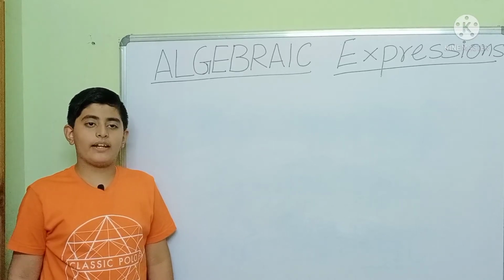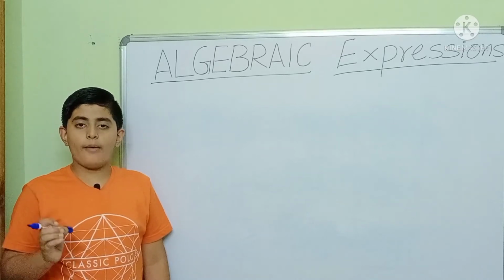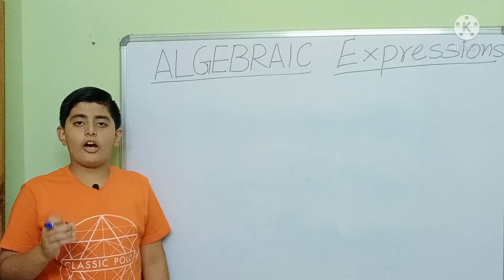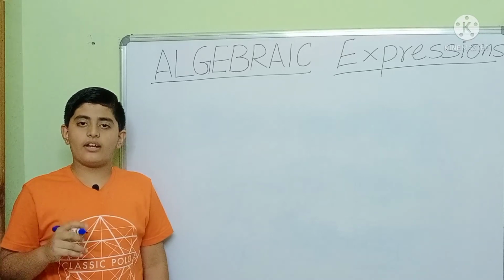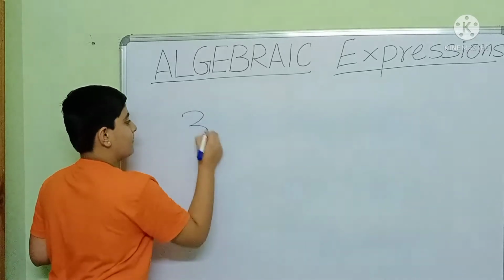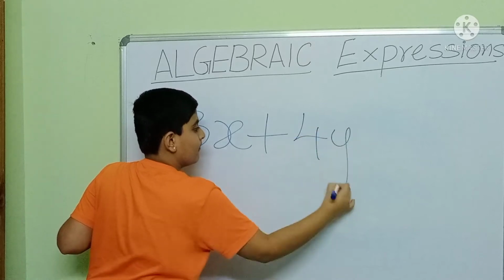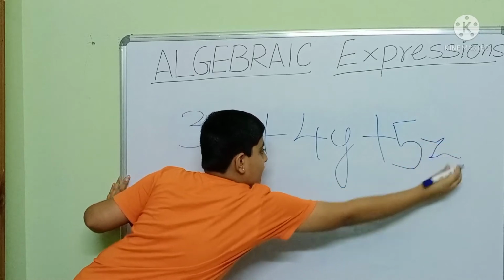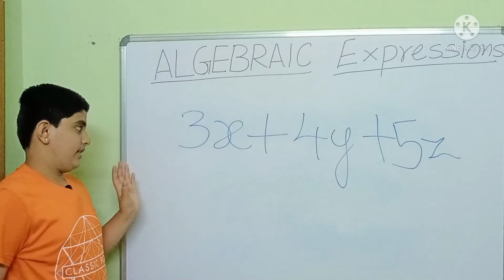We learnt about algebraic expressions in the recent videos. Algebraic expression means the combination of variables and constants by using mathematical operations like addition, subtraction, multiplication and division is known as an algebraic expression. Let's take an example. So here it is an algebraic expression.